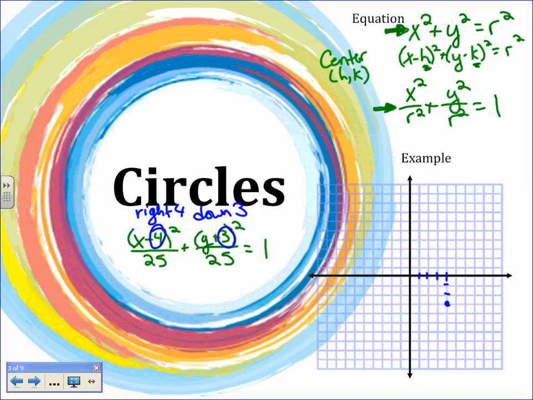And the radius, right, 25 is my r squared, so therefore the radius is 5, so I go 5 to the right, 1, 2, 3, 4, 5, down 5, 1, 2, 3, 4, 5, and left, 1, 2, 3, 4, 5, and up, 1, 2, 3, 4, 5. Okay.